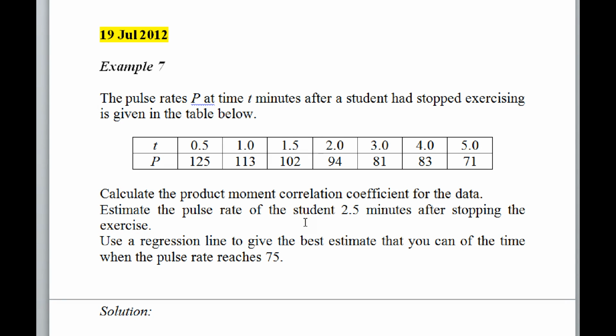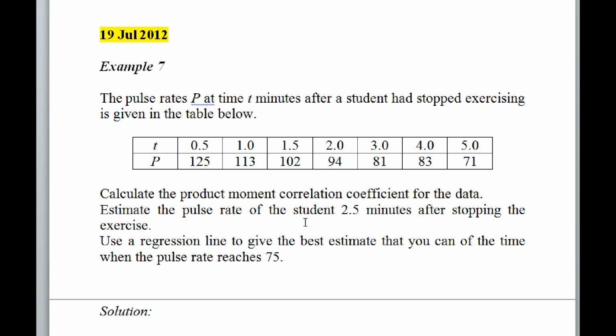Okay, example 7. Let's take a look. This is the pulse rate. I would really strongly suggest that when you read a stats question, don't just zoom into the table. You have to read carefully in the context of the problem. Alright?